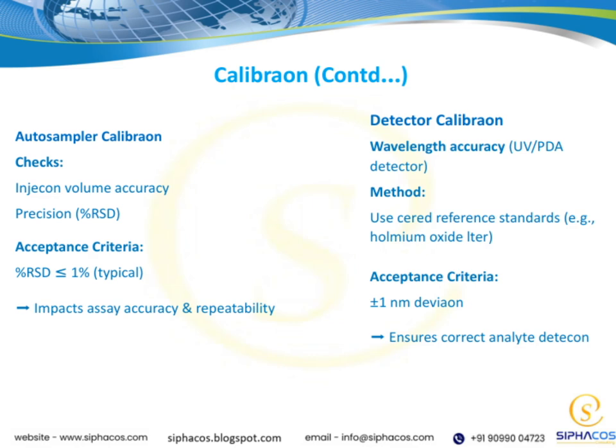Next, we have auto-sampler calibration. This involves checking the injection volume accuracy and the precision, which we measure using the %RSD, or relative standard deviation. Typically, we aim for a %RSD of 1% or less. Maintaining this level of precision is vital because it affects both the accuracy of our assays and their repeatability. Consistent injection volumes mean our data is dependable, and our results can be confidently reproduced over multiple runs.